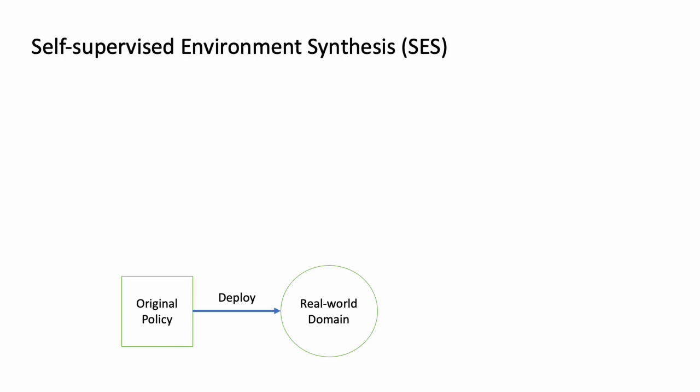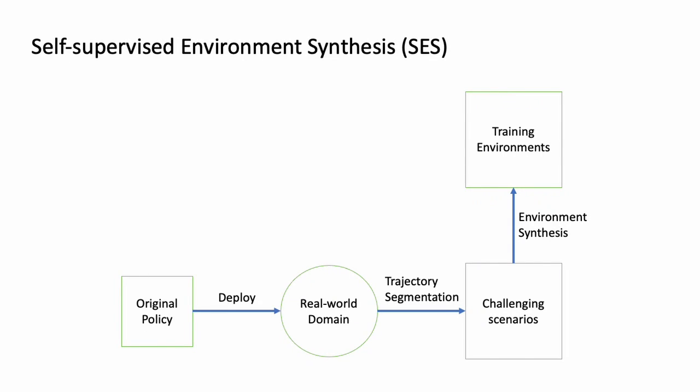More specifically, from the navigation experiences, SES performs trajectory segmentation that segments trajectories into small navigation scenarios. Then we identify the challenging scenarios out of them to facilitate adaptation. Next, SES synthesizes environments based on the challenging scenarios that are more representative and diverse than the raw challenging scenarios. Finally, by training on these synthesized environments, the performance of the original policy can be improved.